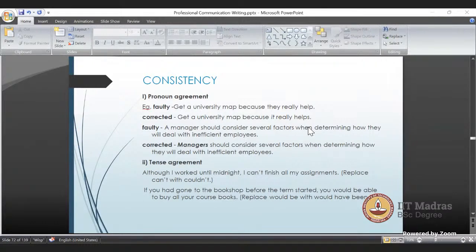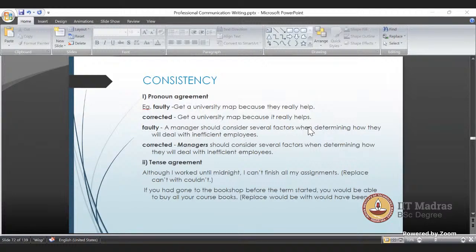Like, "Although I worked until midnight, I can't finish all my assignments." Okay, what would you do? The first part of the sentence definitely says I worked, right? It's in past tense, which means anything that follows it should also take past tense. So you replace can't with couldn't, right? And that makes it past tense.